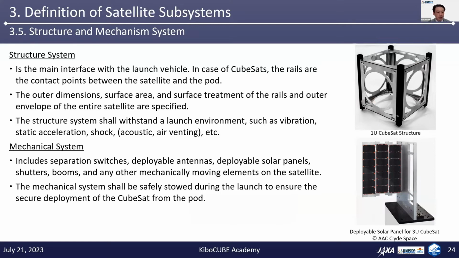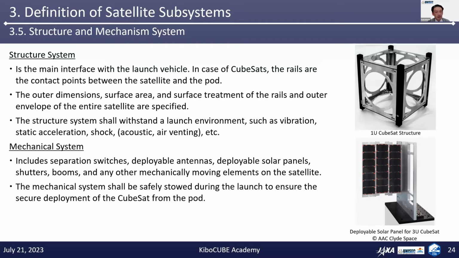The satellite structure systems are the main interface with the launch vehicle. So in the case of CubeSats, the rails are the contact points between the satellite and the pod. The outer dimensions, surface area and surface treatment of the rails and outer envelope of the entire satellites are specified. The structure systems shall withstand the launch environment such as vibration, static acceleration, shock, acoustic, air venting, pressure, etc. So this picture shows the structure system of a 1U CubeSat as an example.